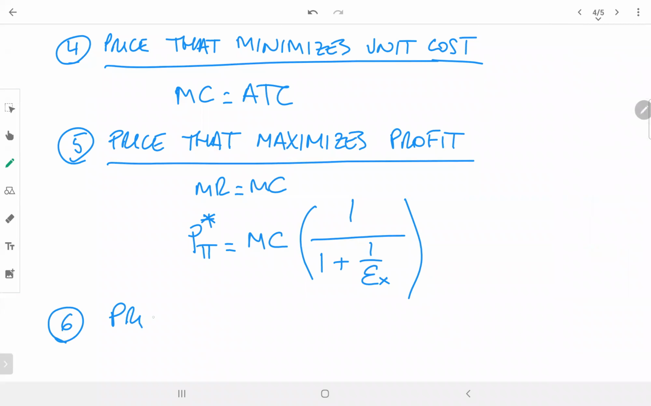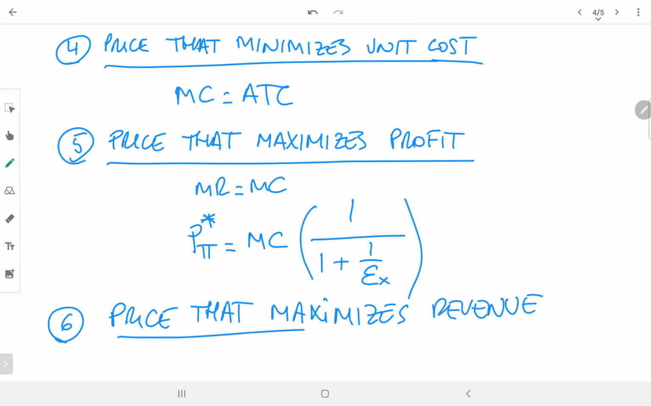That's the price that maximizes revenue. This would be top of the hill, as you no doubt remember, and this is where your marginal revenue equals 0. So this is when we want to maximize our part of the industry pie.